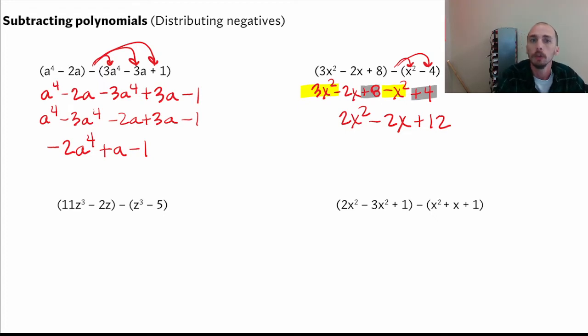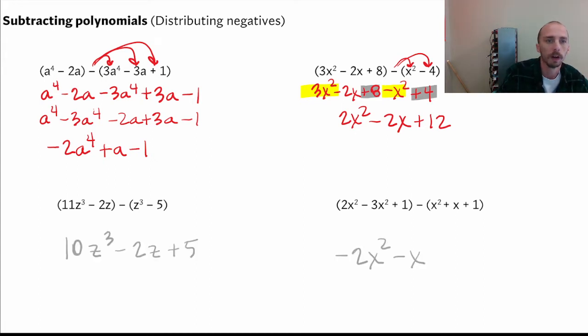All right, now maybe you should try these next two on your own. Okay, so you're going to work these, and you should pause the video now. All right, there they are. So, just after you distribute the negative, then it becomes just adding polynomials, which is combining like terms, which is something that it seems like y'all are pretty good at this point.